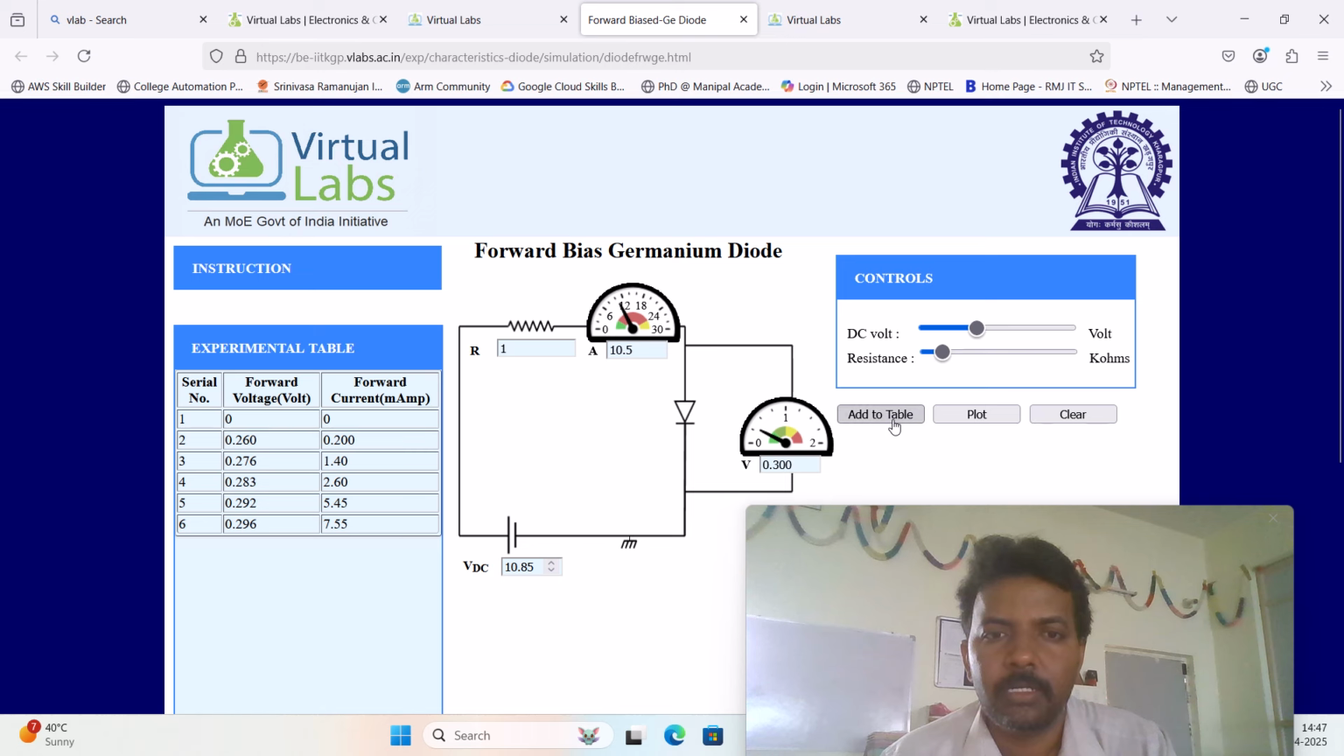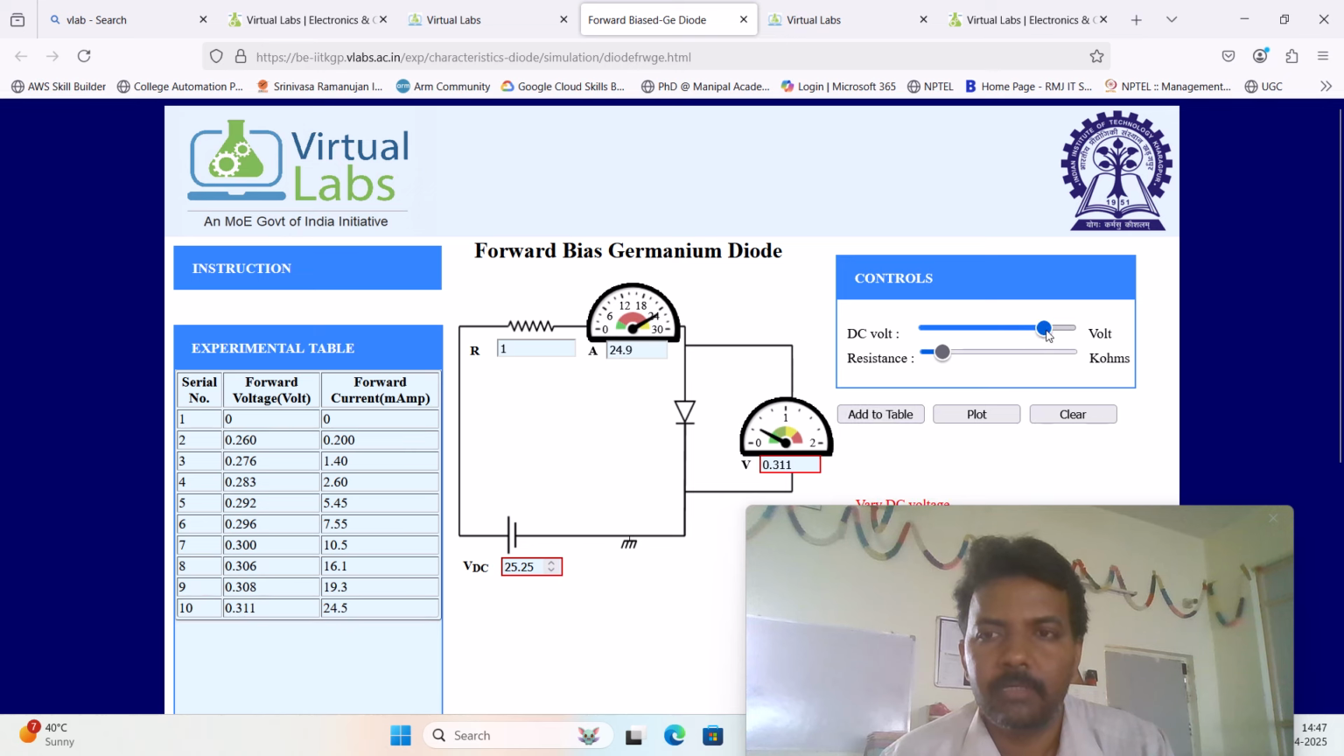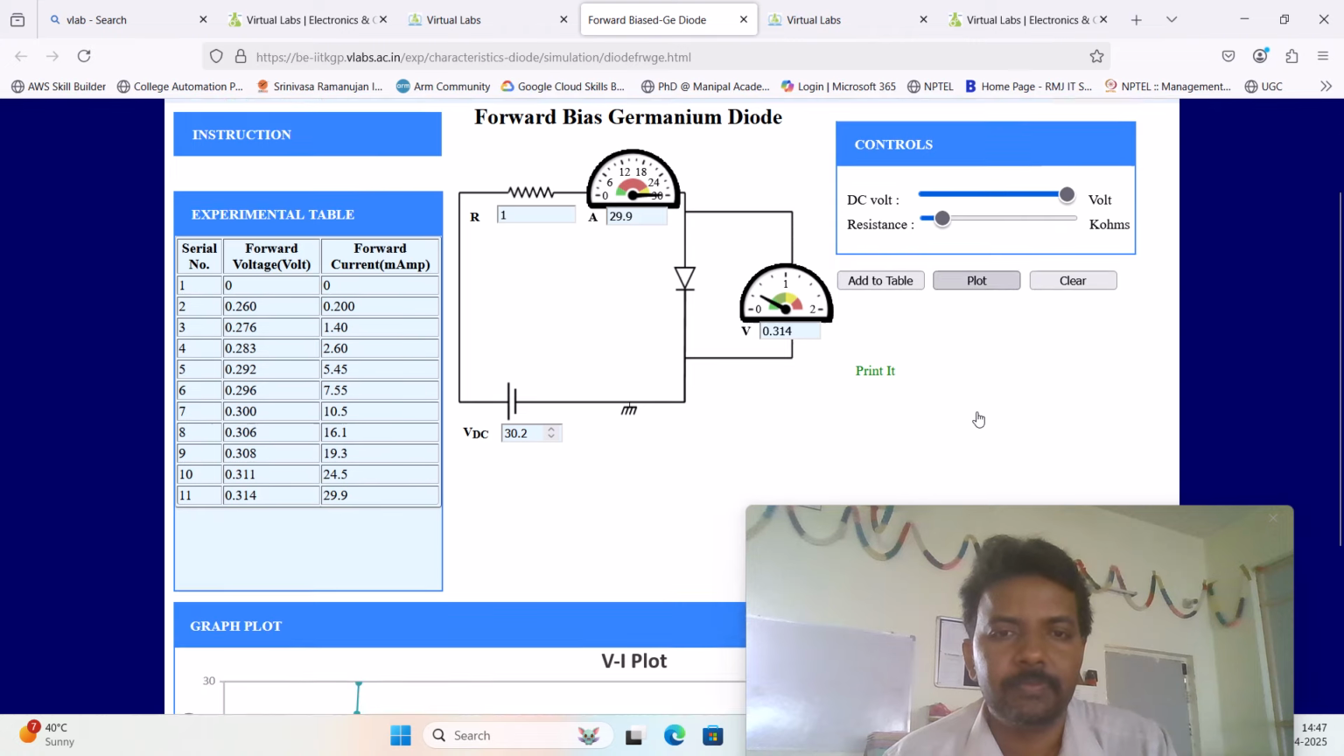Okay. Click on add to the tables. Then you can observe the voltage and currents change according to the DC voltage applied. Then, after different values of the DC, we obtained all the voltage and current readings, and click on plot.